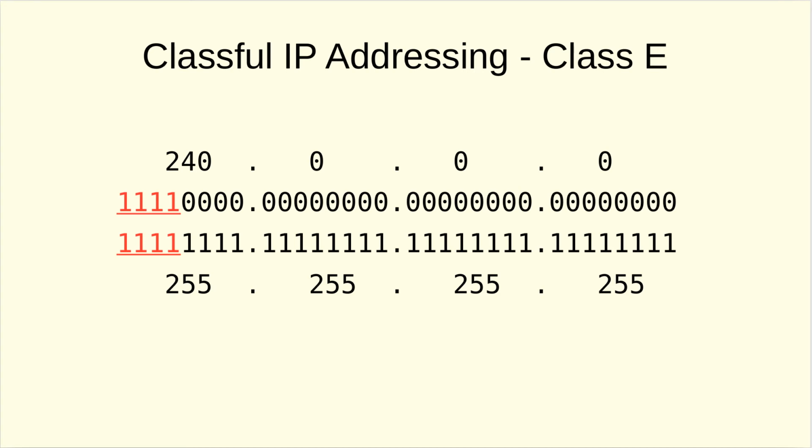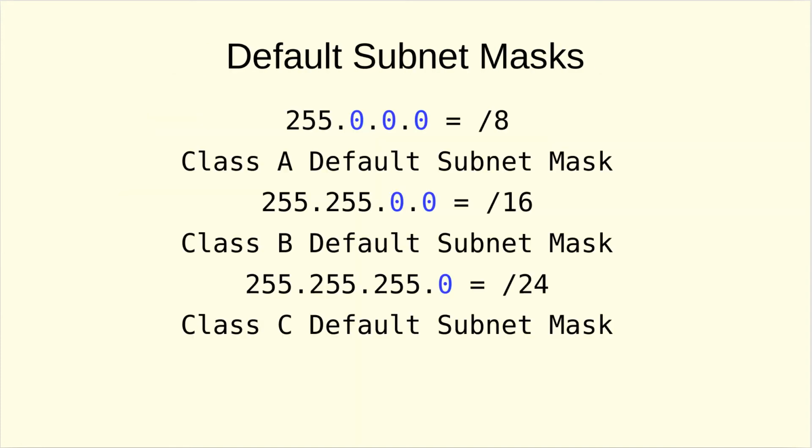You don't see very many of them. You can see the pattern. It just follows on from where the last one's left off. Okay, so we've got default subnet masks. For the Class A, the default subnet mask is 255.0.0.0 or /8. The B, /16, and the C, /24.